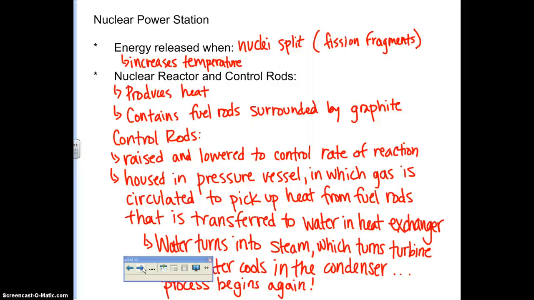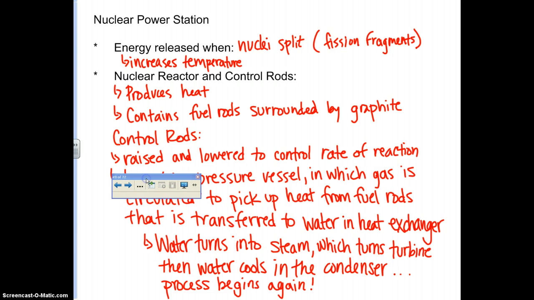They are housed in pressure vessels in which a gas is circulated to pick up the heat from the fuel rods that is transferred to water in the heat exchanger. This water then turns into steam, which then turns the turbine. Then that water is cooled in the condenser, and the process begins again and again and again.